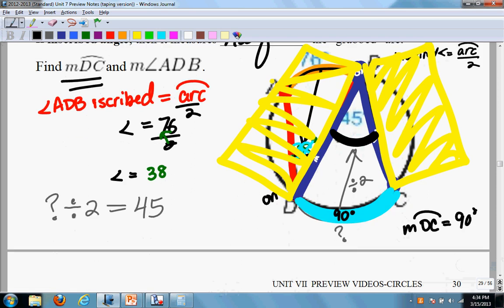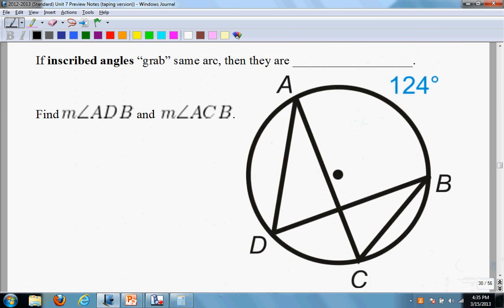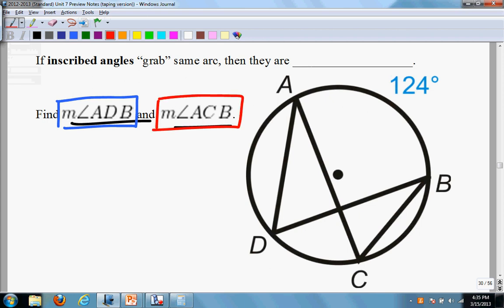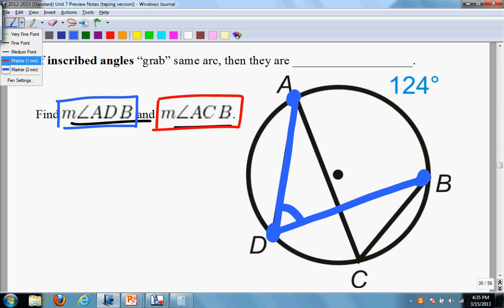Let's try another one. So first off, let's fill these out. We're going to do this in 2 different colors. We're going to find the measure of ADB, and we're going to find the measure of ACB. So let's trace those very carefully. Okay, ready? Start at A, go to D, go to B, trace and sweep. That's inscribed because the vertex is on the circle and the arms are in.